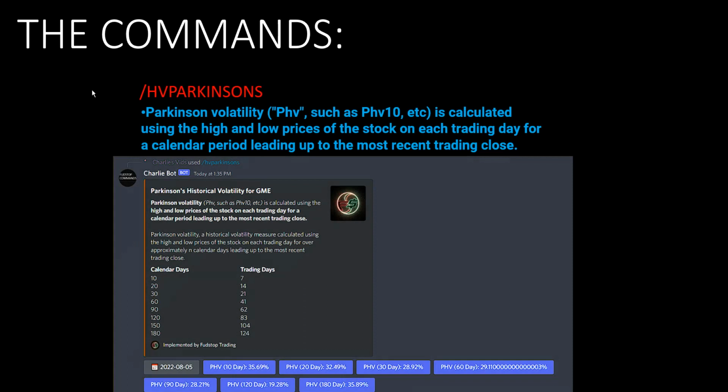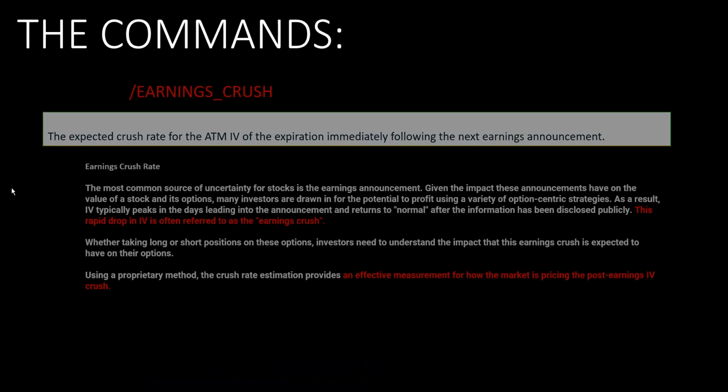HV Parkinson is a different kind of volatility that is calculated using the high and low prices of the stock on each trading day for a calendar period leading up to the most recent trading close. And you have a little legend here. So 10 calendar days is going to be 7 trading days, 20 calendar days is going to be 14, and so on and so forth. This is basically giving you a percentage of the high and low for each day for the 10, 20, 30, 60, 90, 120, and 180. This is probably the one you will be using the least. I may even remove this one.